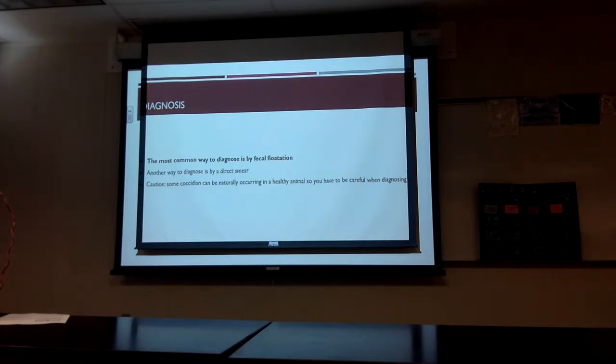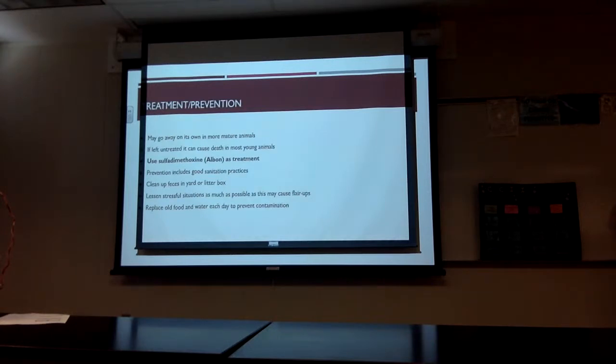The most common way to diagnose is by fecal flotation. Another way you could diagnose it is direct smear. But coccidia can be normally occurring in a normal healthy animal, the more mature animals. So it depends on the numbers that you find when diagnosing. Treatment and prevention. It can go away in the more mature animals on its own most of the time, but if left untreated in the neonates or babies, it can cause death.